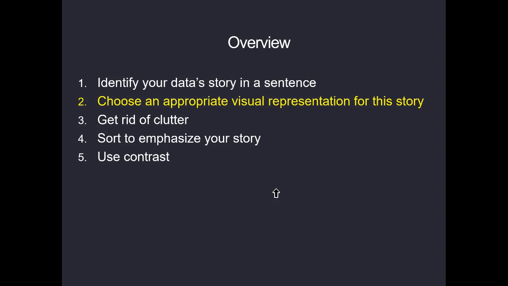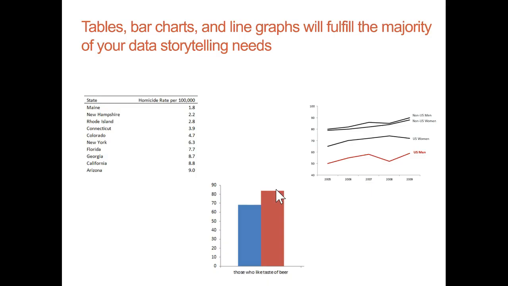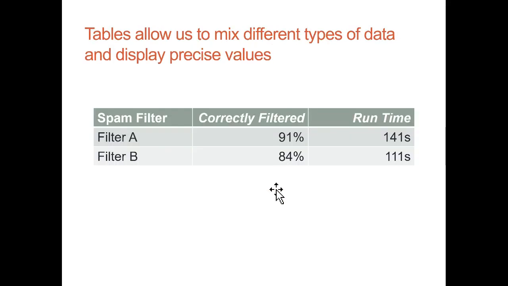Now next, choose an appropriate visual representation. So focusing on our three main ones of tables, bar charts, and line graphs. We use tables most often when you're reporting different types of values. So this is reporting percent and this is reporting time. Or if you're doing something that is milligrams and something else that's calories, you might do that in a table. You can't put both of those two different type units in a graph because then you're comparing very different things.